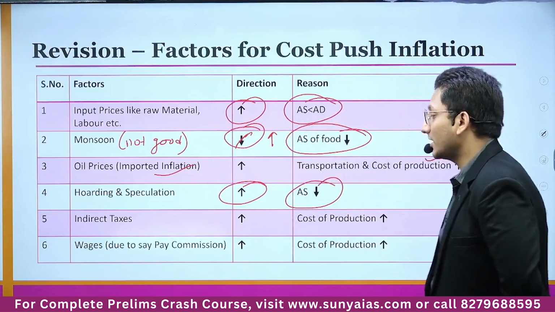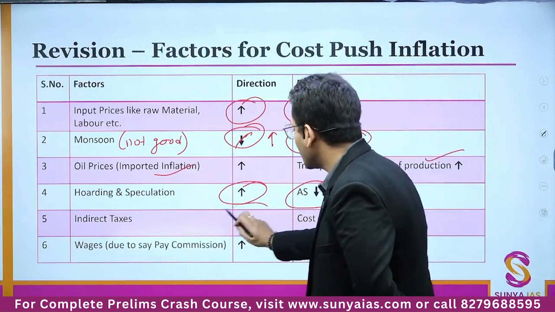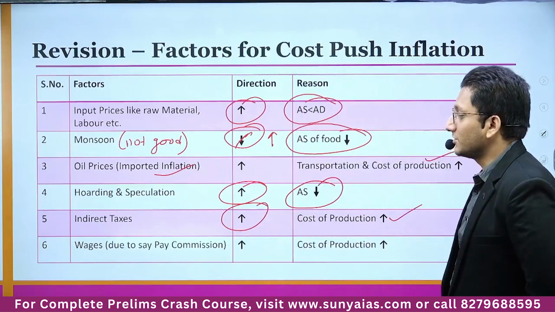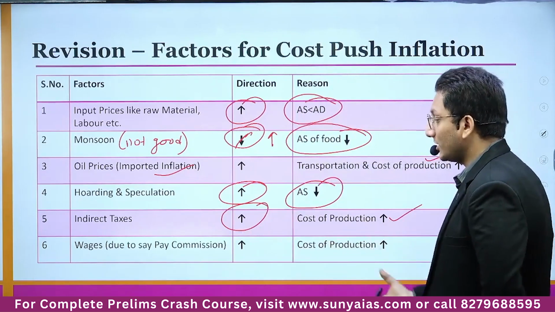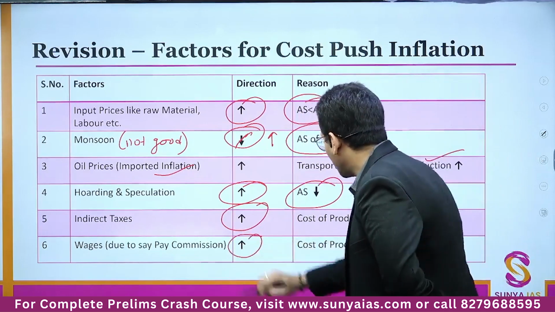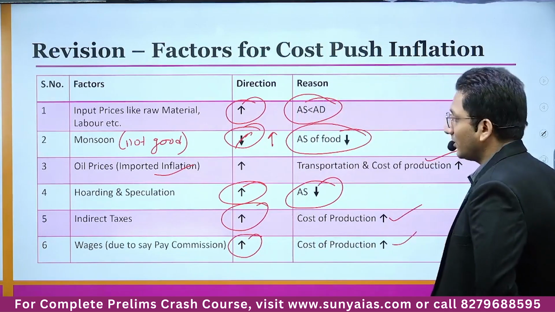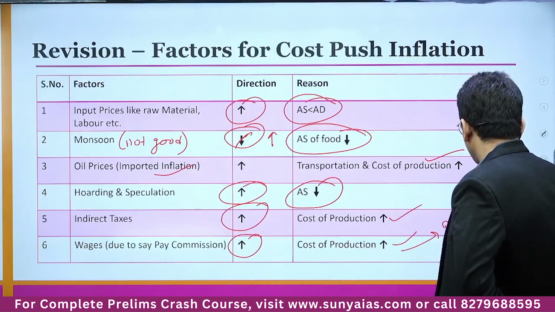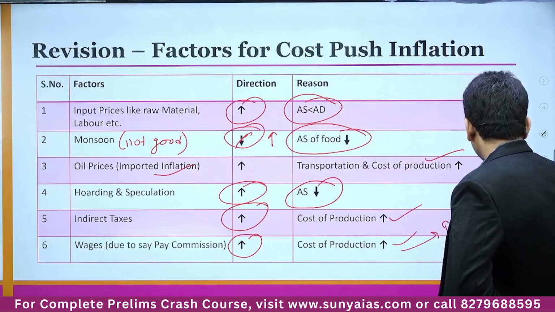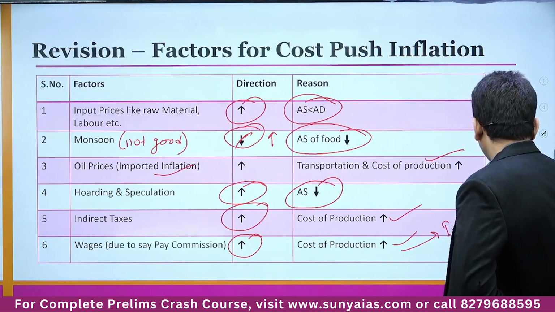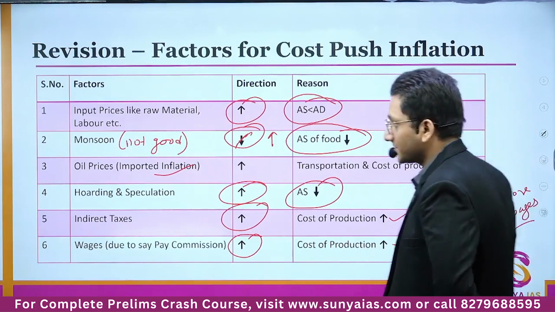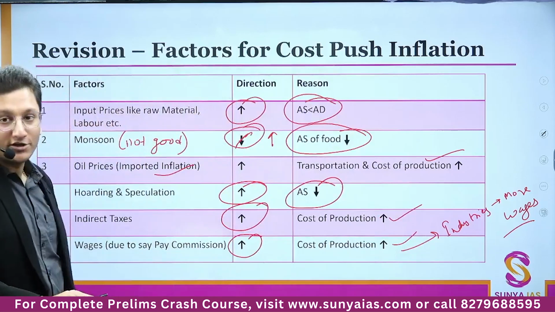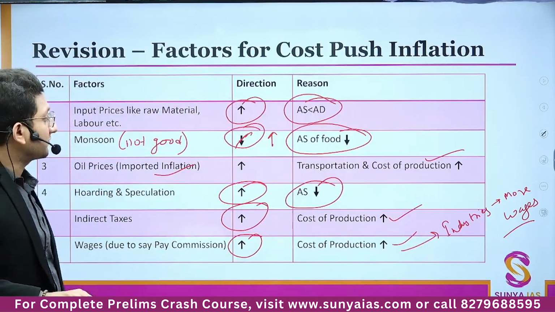Indirect taxes ka bhi dekh lijiye. Agar indirect taxes increase hote hain, to inflation increase hoga because the cost of production will increase. Wages, due to say pay commission, agar ye increase hota hai, the inflation will increase because the cost of production again will increase because the industries have to pay more wages. Okay, to ye humne padha cost push inflation ke liye, sara revision kiya abhi tak.